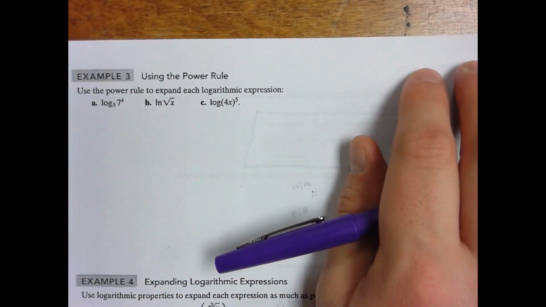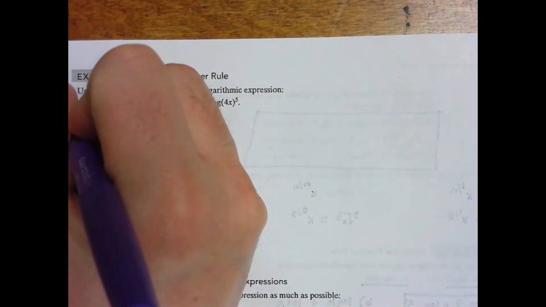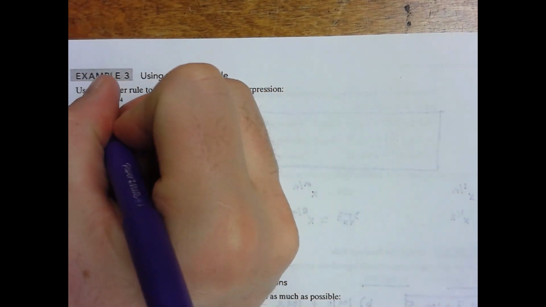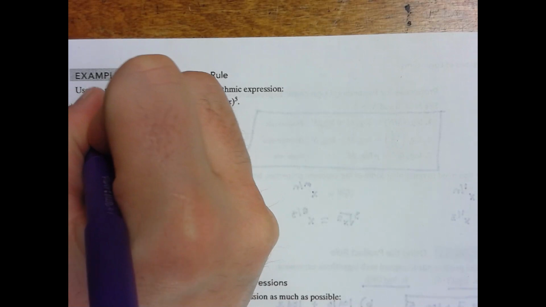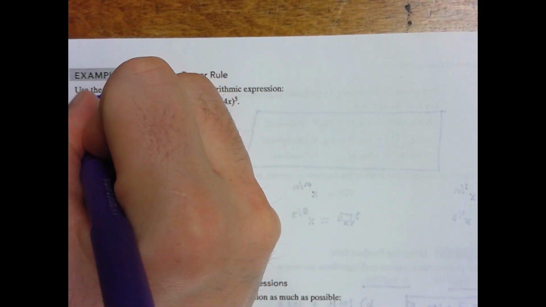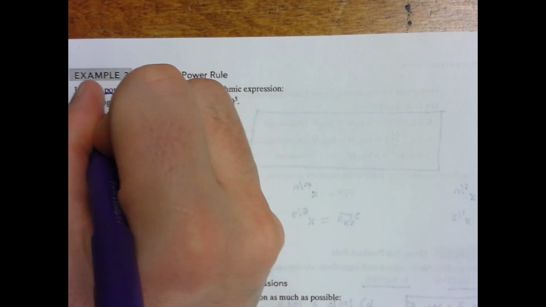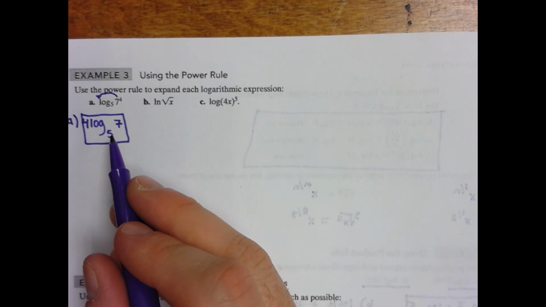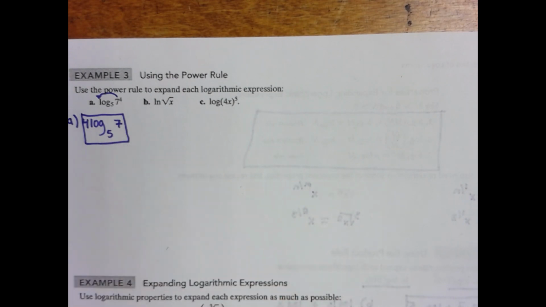All right, and I'll do A, then I'll have you all do B and C. For part A, I'm looking at this and I notice that there is an exponent on what I'm taking the log of. That exponent being 4, that's going to bump down and become the coefficient. So this is really 4 log base 5 of 7. And that's it. I can't simplify that any further. There, 5 to some decimal power is 7, but that's not a decimal that I know off the top of my head.